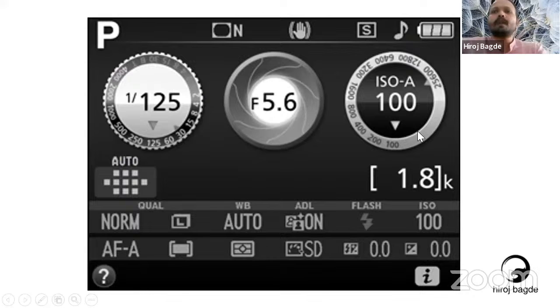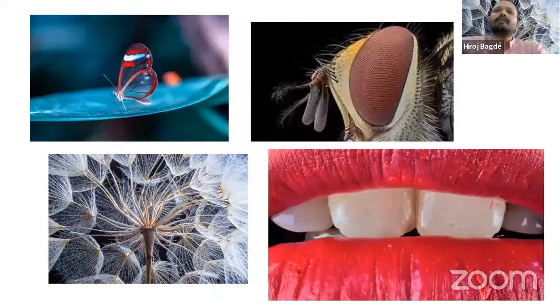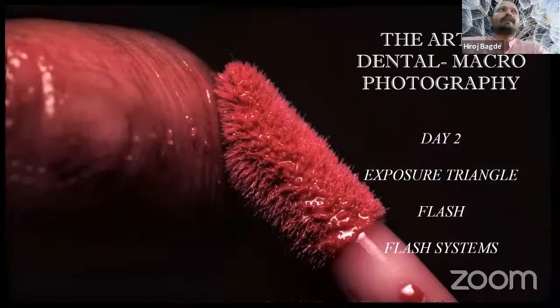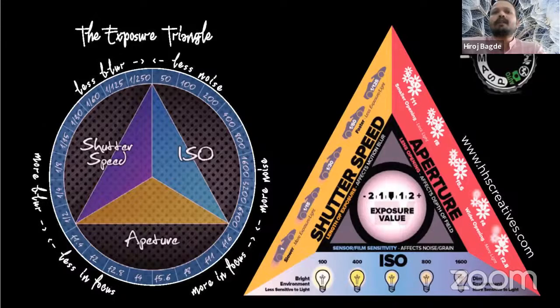Fine. Now again, I welcome you all. We'll go back to today's slides. Whatever 3 things I had mentioned, these 3 things are called the exposure triangle. Now, I'll tell you in brief what we are going to study today. We need to have the exposure triangle balanced. You can see this exposure triangle.